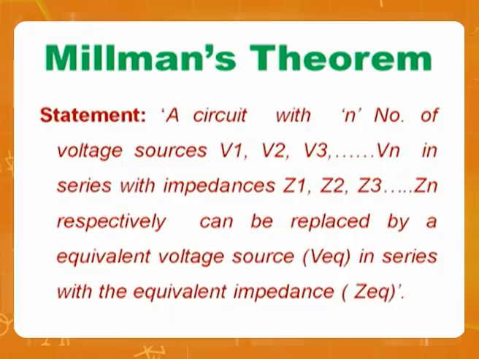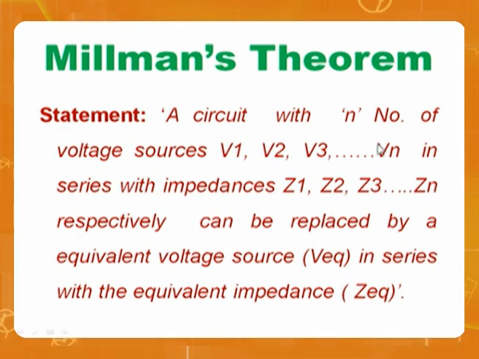Now the third theorem, Millman's theorem. People normally think this is another theorem, but actually it is the same as Thevenin's. What is the main idea here? Suppose a circuit has voltage sources V1, V2, V3, and so on up to Vn, and the series impedances are Z1, Z2, Z3, and so on up to Zn. Please remember, all these are connected in parallel.